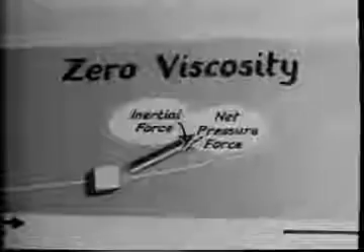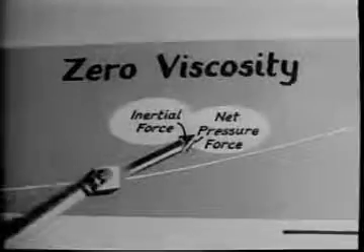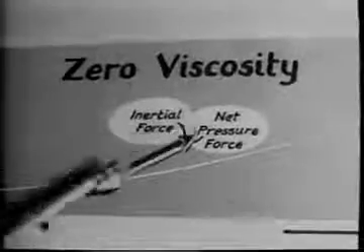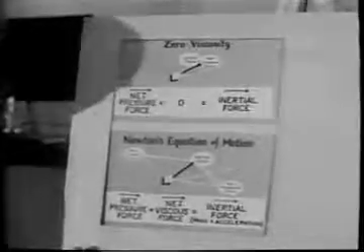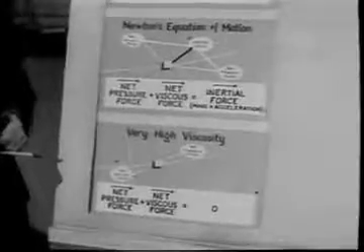Now let's look at the other limit, fluids of very large viscosity. Now, the viscous forces are so large that they overwhelm the inertial forces. And for practical purposes, the inertial forces may now be neglected, leaving a balance between the pressure force and the viscous force. In the vector diagram, the vectors for these two forces must now be equal and opposite.